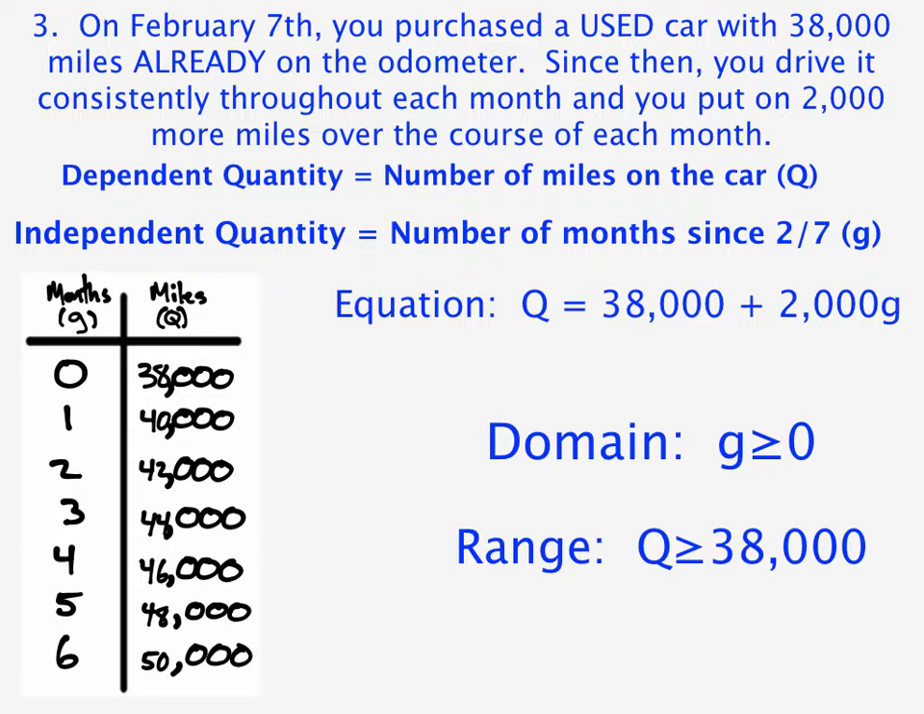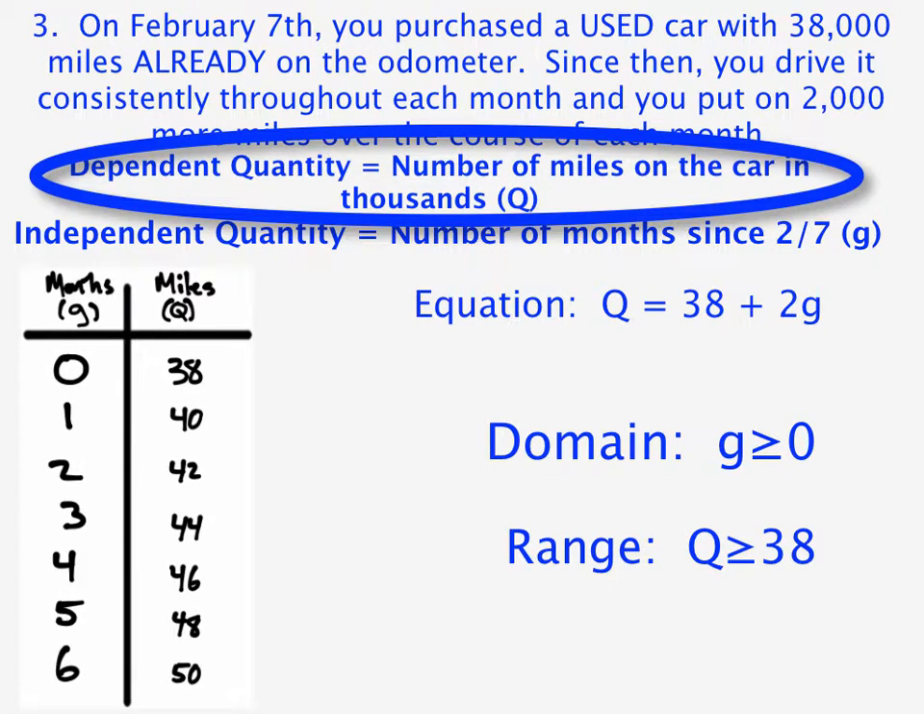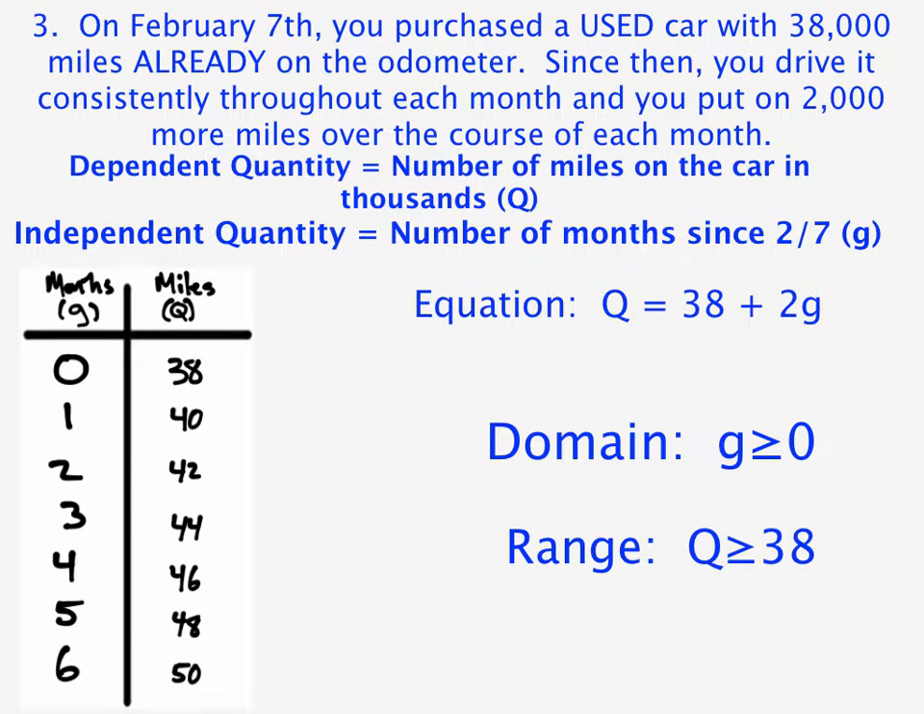In this case, the domain g is greater than or equal to 0, and the range q is greater than or equal to 38,000. Also note that if you wanted, you could change how you defined the dependent quantity to be miles in thousands, in which case the equation would be q equals 38 plus 2 times g. The domain would be the same, but the range would be q is greater than or equal to 38.